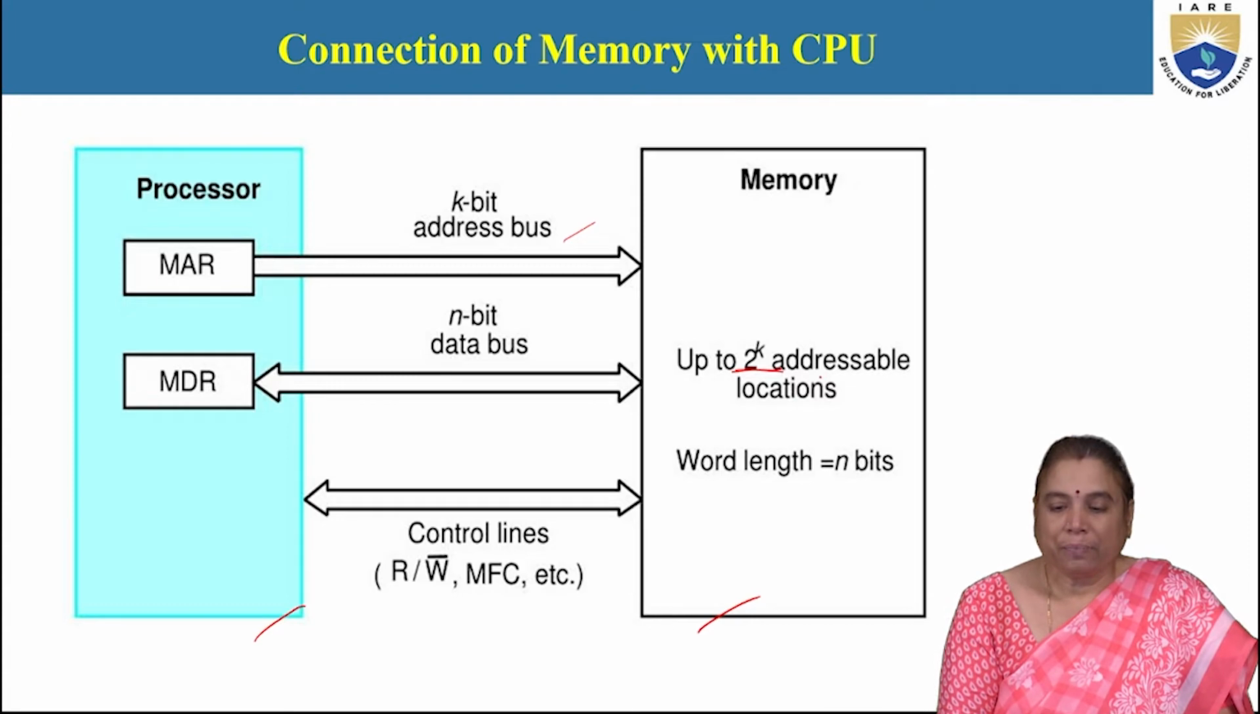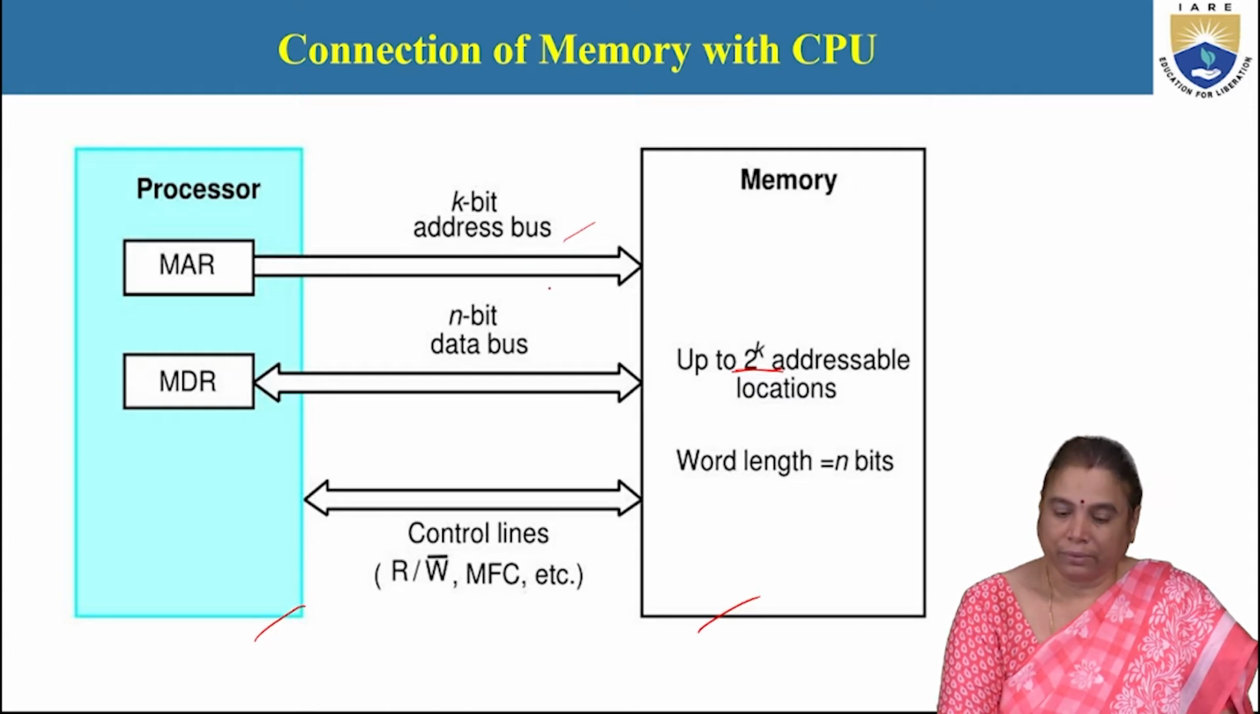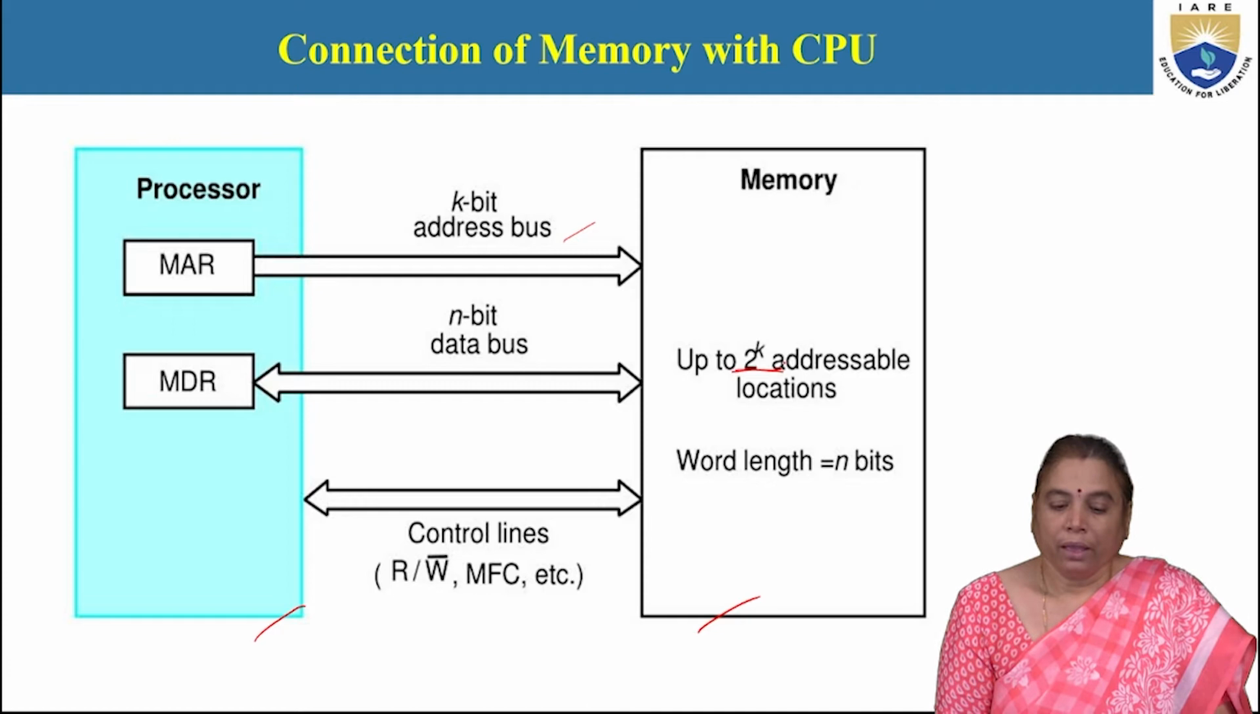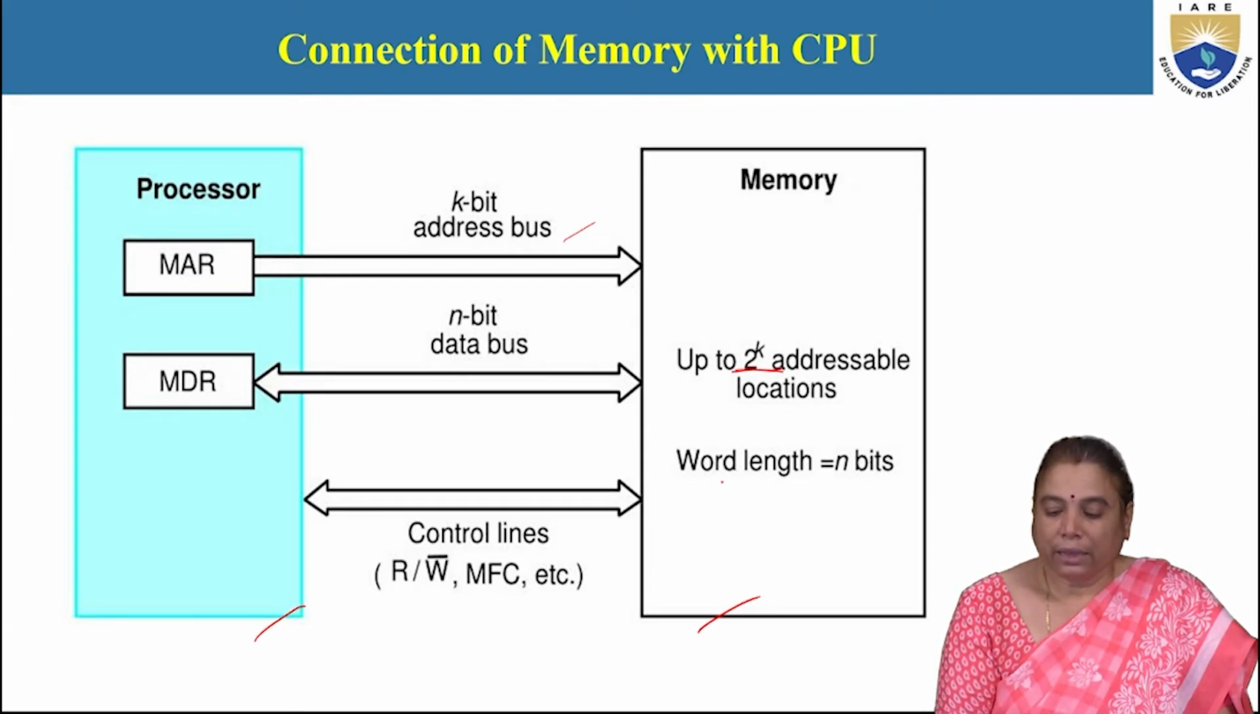So the address space of the memory depends on the number of bits in the address bus. If k bits are present in the address bus, the address space of the memory can be 2 power k. And the data bus consists of n bits. Then the word length can be equal to n bits. So the number of bits per word can be determined with the help of the number of bits present in the data bus.